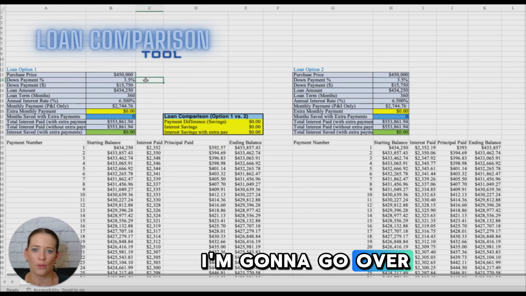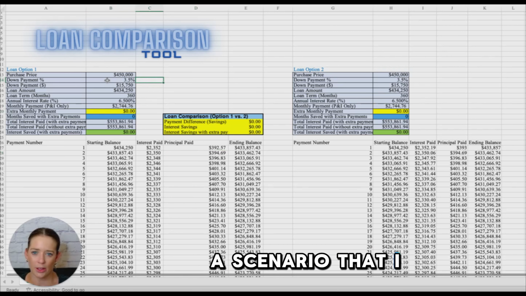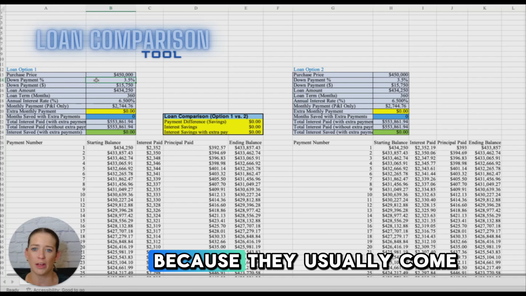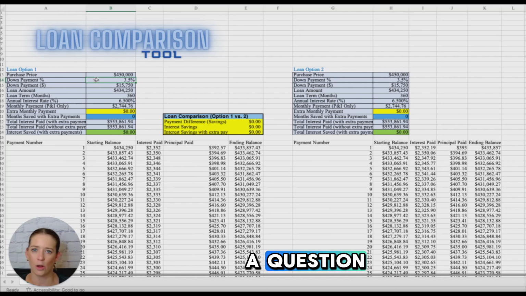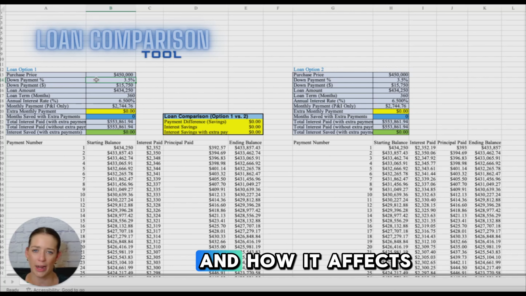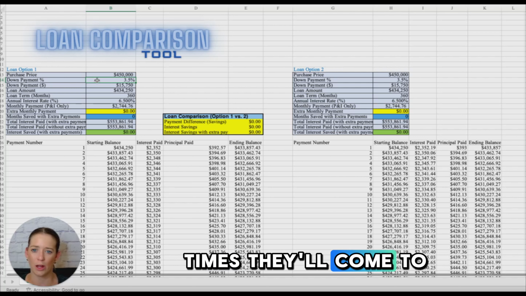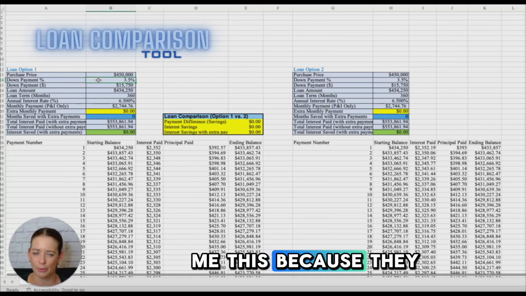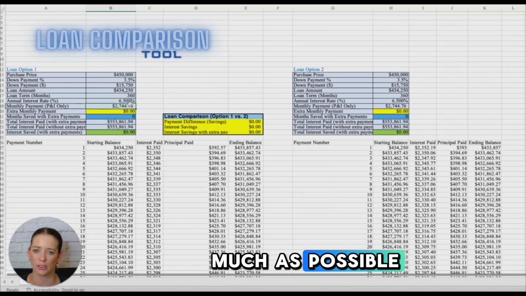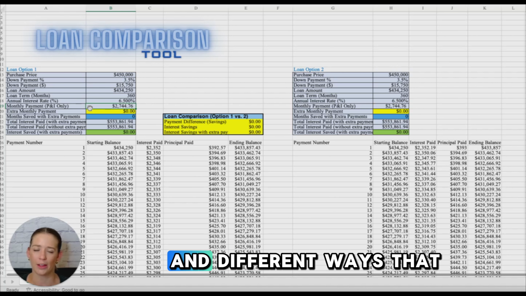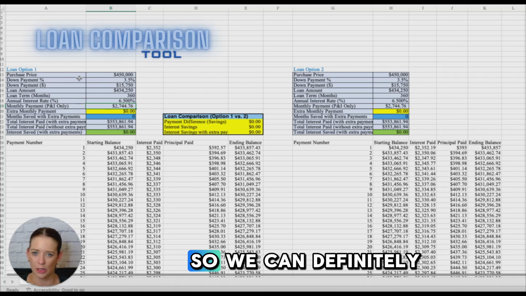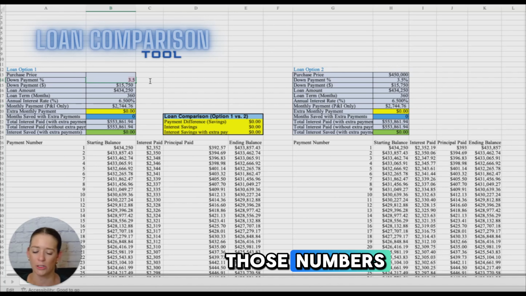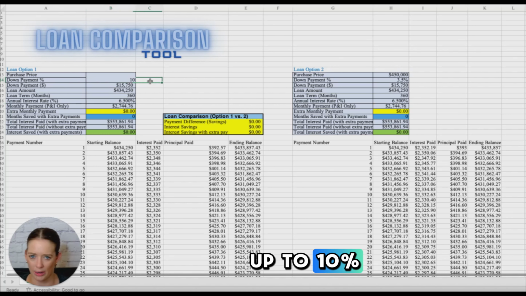Now I'm going to go over a scenario that I go over with a lot of my buyers because they usually come to me and ask a question about their down payment and how it affects their monthly payment. A lot of times they'll say, what does my payment look like if I put 10% down instead of 3.5? They're usually asking because they're trying to lower this payment as much as possible, and they want to know the different ways they can lower their payment. So we can definitely take a look at those numbers. We can move this up to 10%.